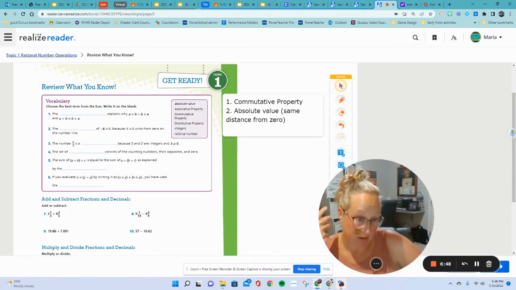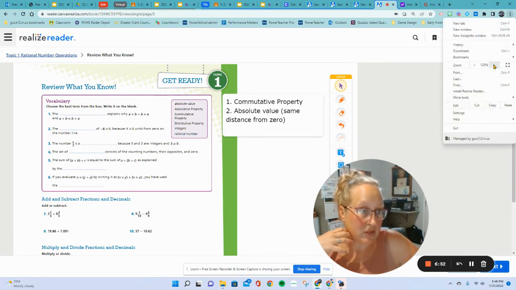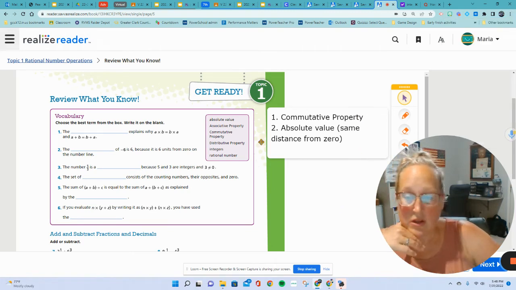Let me move this. Okay, I'm the one having issues with not seeing. I talk with my hands, so I apologize. There we go. That might mess this up, but whatever.